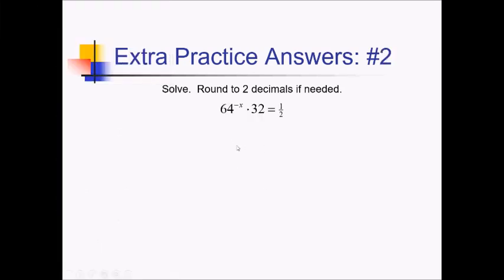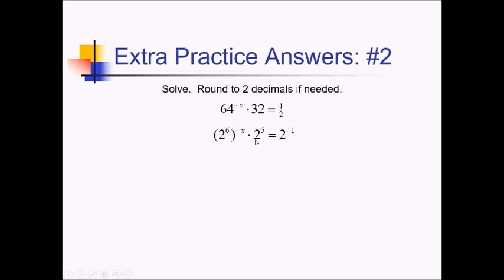On this problem, I noticed that 64, 32, and 1 over 2 are all powers of 2, so I can use the common base method if I want on this one instead of using logarithms. So let me express all of these as a power of 2. 64 is really 2 to the 6, and I still have that negative x outside there. 32 is 2 to the 5th, and then I can express 1 over 2 as 2 to the negative 1.